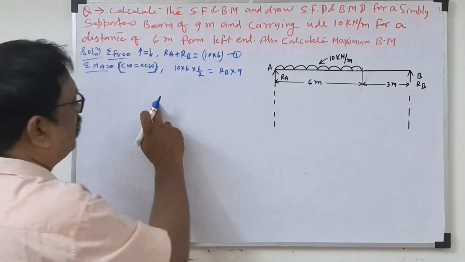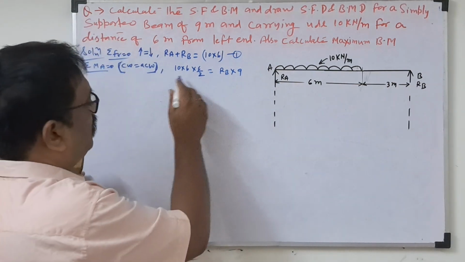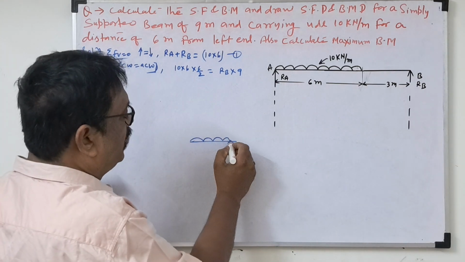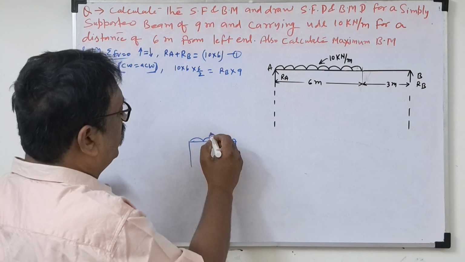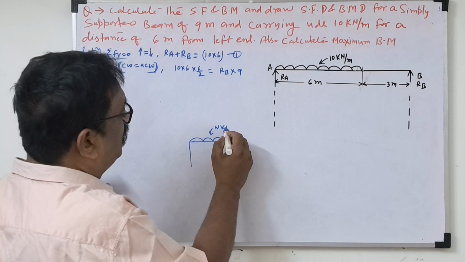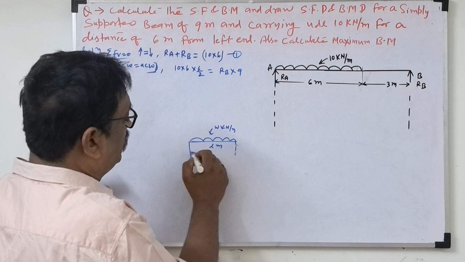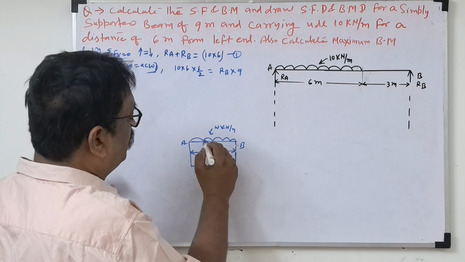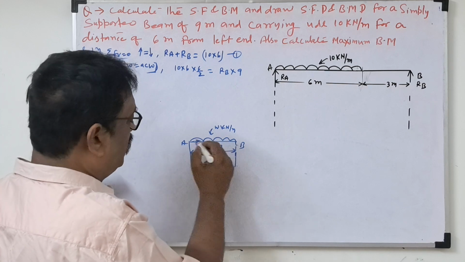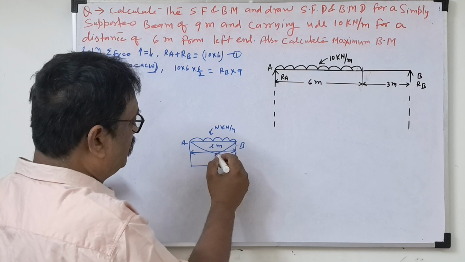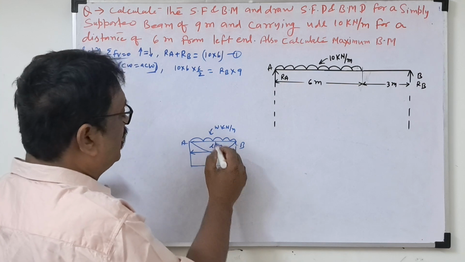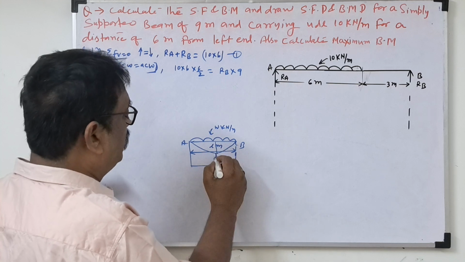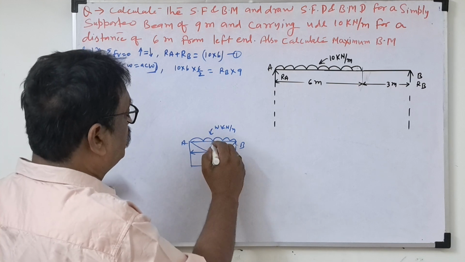If you don't understand why I am taking the half distance, convert the UDL into a point load. Suppose the intensity is W kilonewton per meter and the length is L meters. Due to the UDL, the maximum deflection will be in the middle, which means the load acts at the middle point.